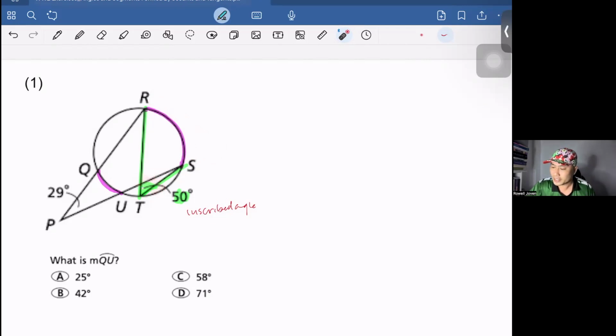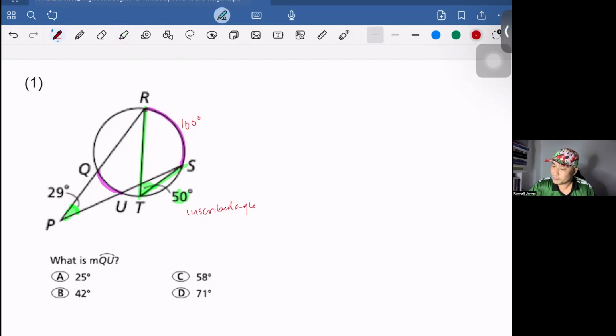But in our case, the angle is already given, 50 degrees. So if you are going to get the measure of arc RS, because arc RS is the intercepted arc and the inscribed angle is already given, what shall we do? We multiply it by 2. We double the angle. So 50 times 2, that is 100 degrees. Correct? So the measure of this arc is 100 degrees. Now, we don't know this, but we know that the given angle here is 29 degrees.